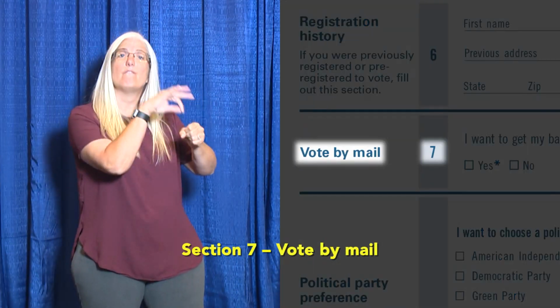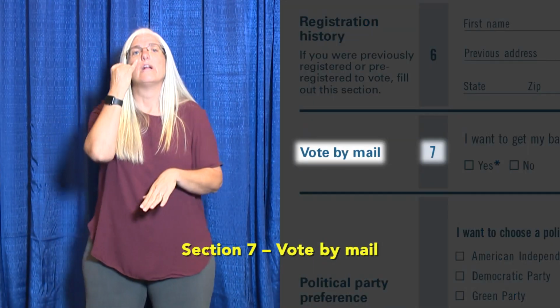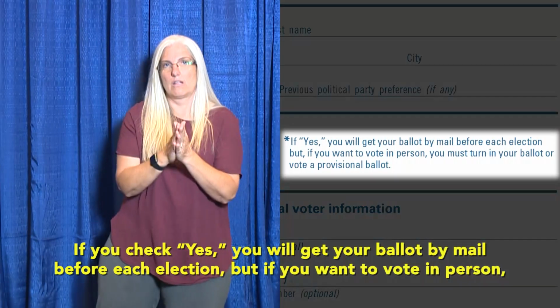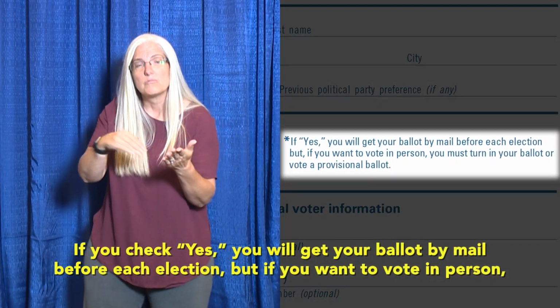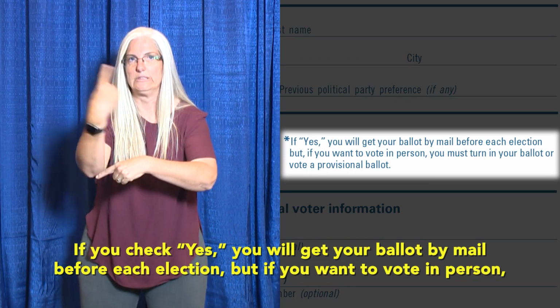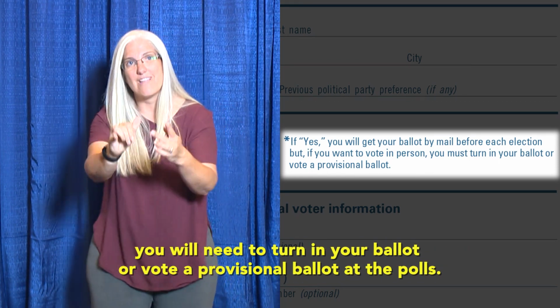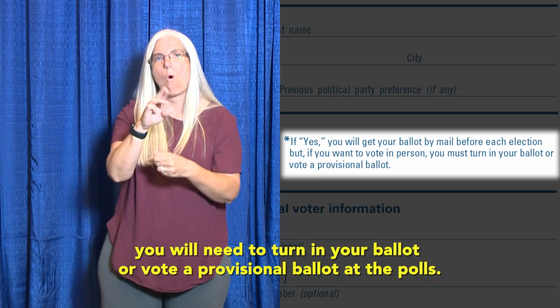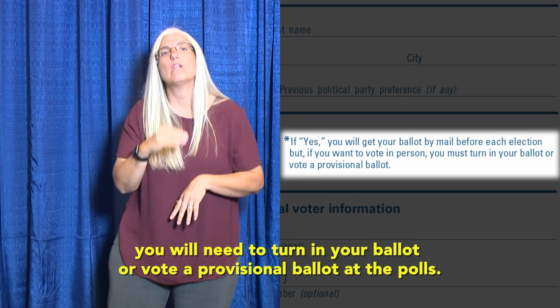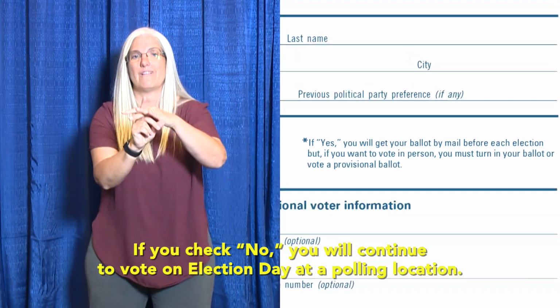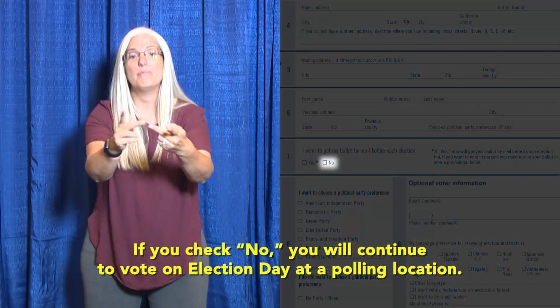Section 7. Vote by mail. If you check yes, you will get your ballot by mail before each election. But if you want to vote in person, you will need to turn in your ballot or vote a provisional ballot at the polls. If you check no, you will continue to vote on election day at a polling location.